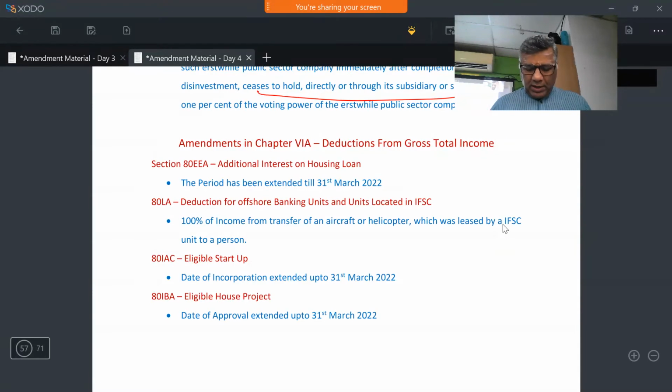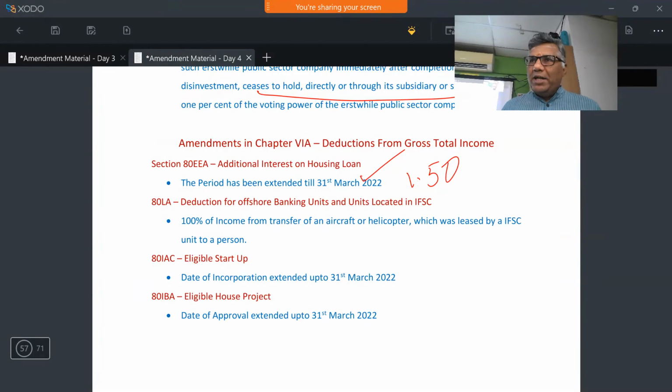In the deductions chapter, it is only extension of dates. There is no new deduction that came into being. This housing loan up to 1,50,000 you can claim. The house should have been purchased first in 19-20, then 19-21, now 19-22, now 19-23. So it's only extension of date. In the classroom, all these are covered.